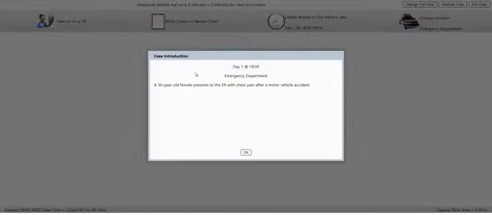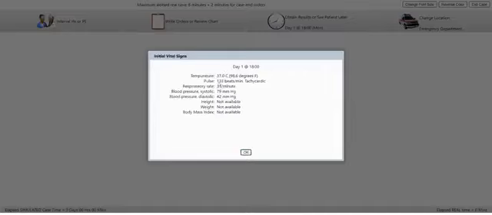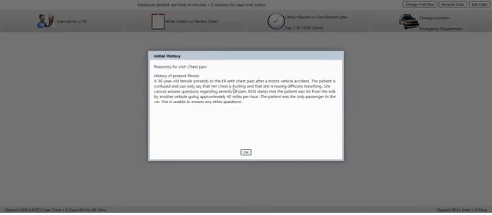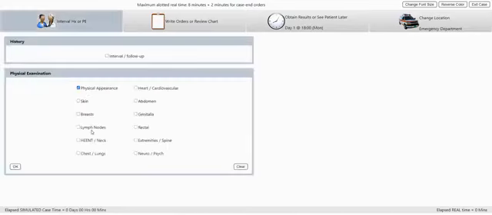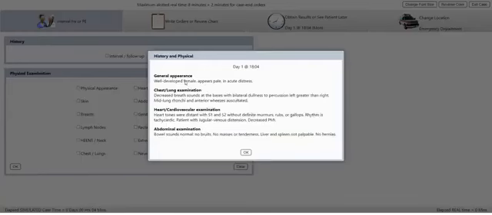All right, so we have a 30-year-old female with chest pain after a motor vehicle accident, tachycardic, having chest pain. Okay, so we're going to start with a physical exam. Let's do physical appearance, chest, heart, and abdomen. Okay, so it looks like she's got some pathology in her lungs and in her heart. So that's not good.